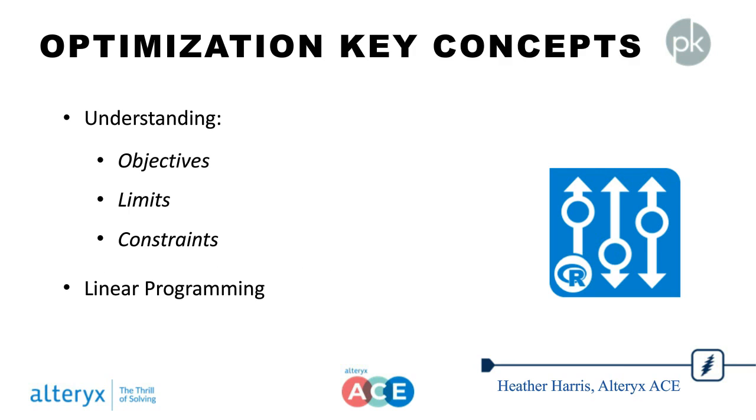So when we're doing optimization problems, there's three key concepts. There's your objective, there's your limits, and there's your constraints. And we're going to show you how we actually figure out what those are and apply this concept called linear programming, which is really what this optimization tool in Alteryx is all about.